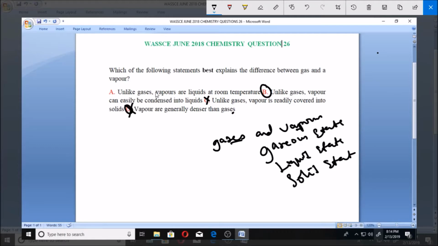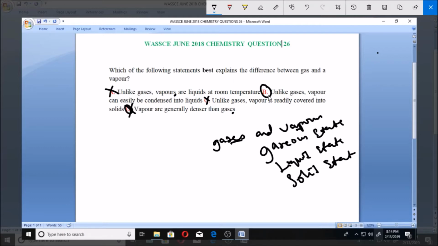Now we have, unlike gases, vapor are liquids at room temperature. Looking at this, unlike gases, vapors are liquid at room temperature. No, because even at room temperature you can still have vapor in still gaseous phase. You can have substances in gaseous phase. You understand? So it's not this, even at room temperature you can have a vapor. So this is not the correct answer.